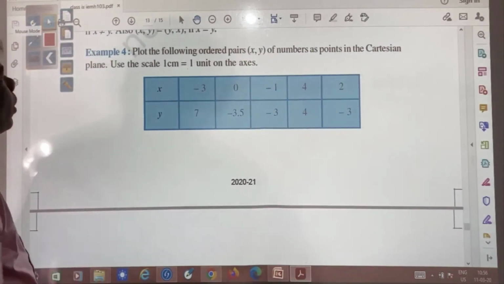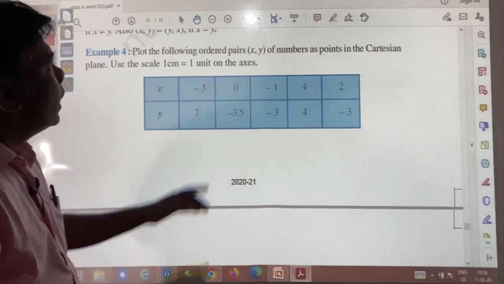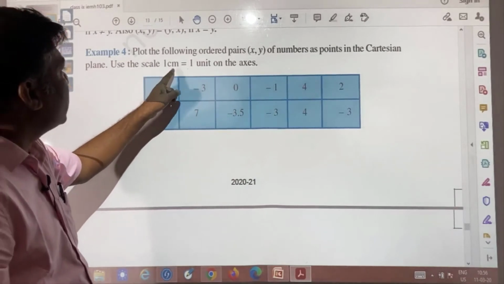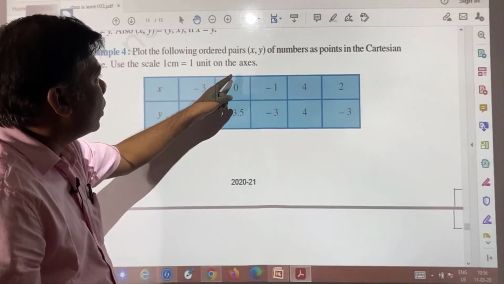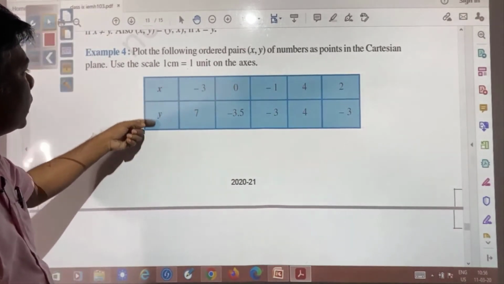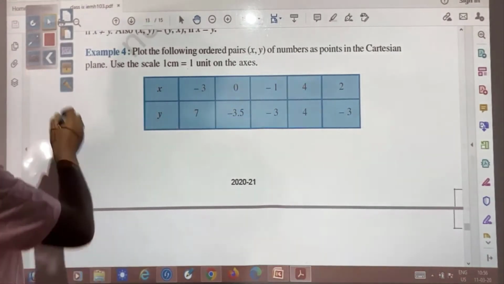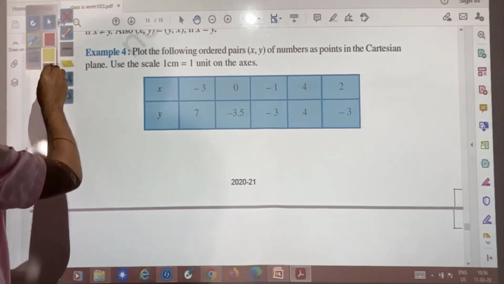Then you have to plot the following ordered pairs (x, y) of numbers as points in the Cartesian plane. Use the scale 1 centimeter equal to 1 unit on the axis. So these points have been given. You need to plot them in the Cartesian plane. Here you see.